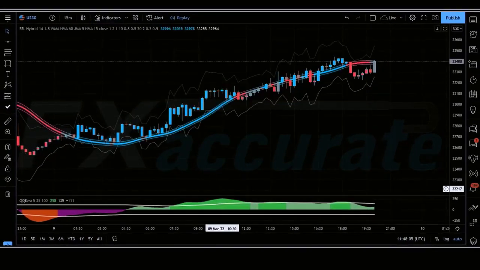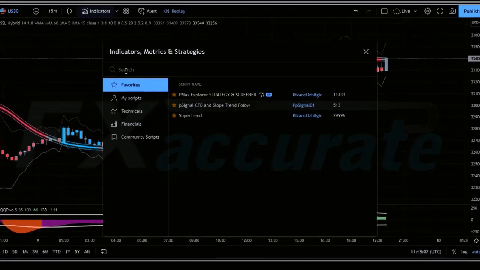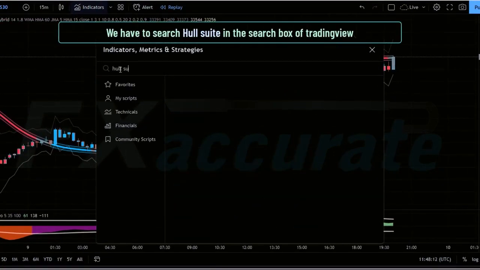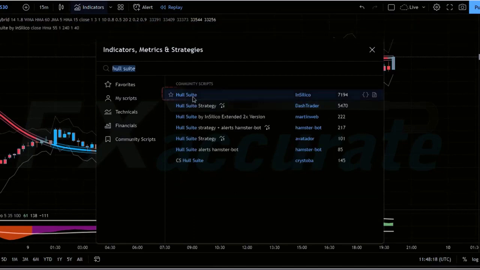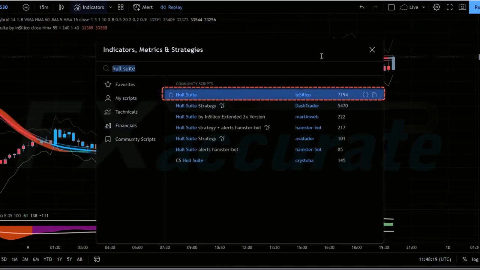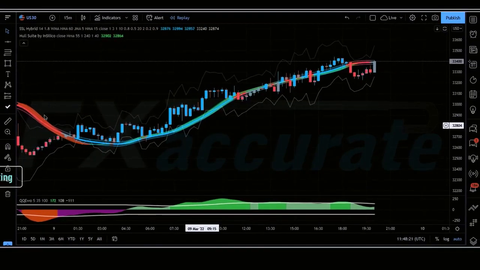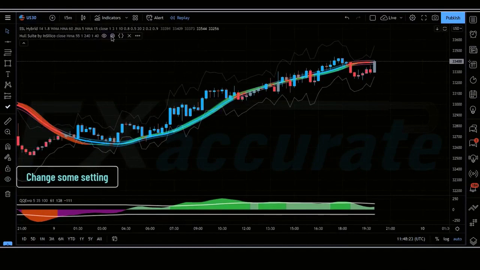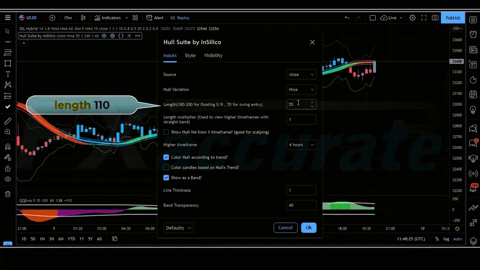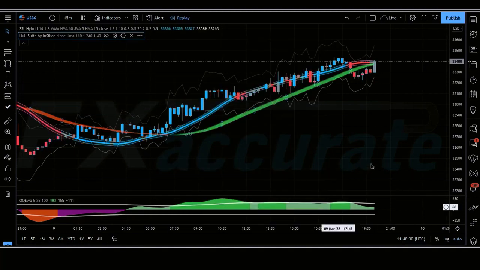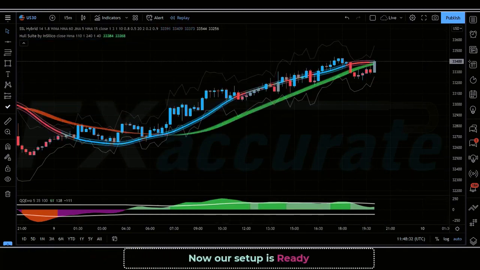After that we have to apply another indicator on the chart. We will search Hull Suite in the search box of TradingView. After that we have to click on the Hull Suite option, in which we have to change some settings. We have to replace length 55 with 110. Now our setup is ready.